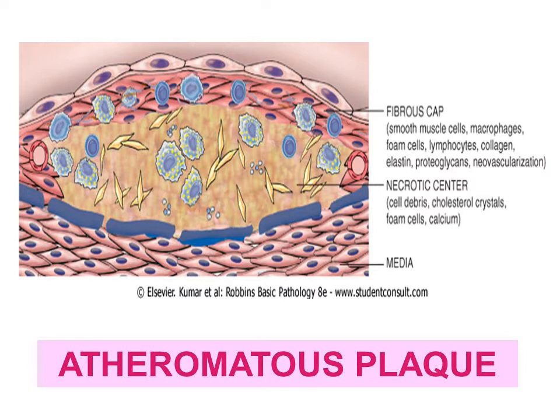The atheromatous plaque is composed of the fibrous cap, as you already know, comprising smooth muscle cells, macrophages, foam cells, lymphocytes, and extracellular matrix substances, including collagen, proteoglycans, and new blood vessels, that is, neovascularization. And the necrotic center is composed of cholesterol crystals, cell debris, foam cells, and calcium. So this diagram, as I previously mentioned, is highly important, and it came in many university questions. So this is the answer of part B.